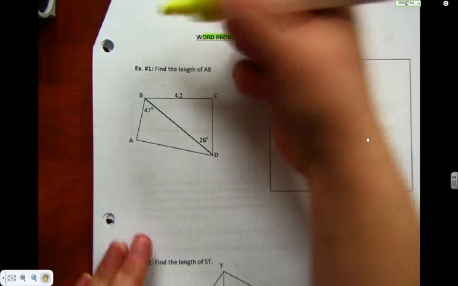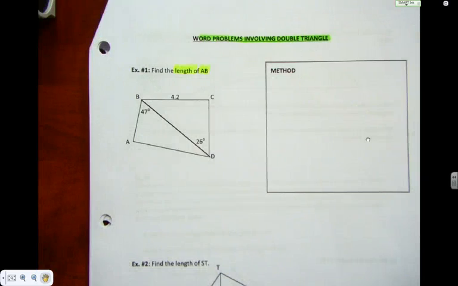Find the length of AB. In some of the homework previous to this, some of you came and said, why do they have these letters? Well, because in the real world, there's not always going to be a nice X pointing to the thing you have to find. Sometimes you have to figure out what to find. So we use letters to name angles and triangles.